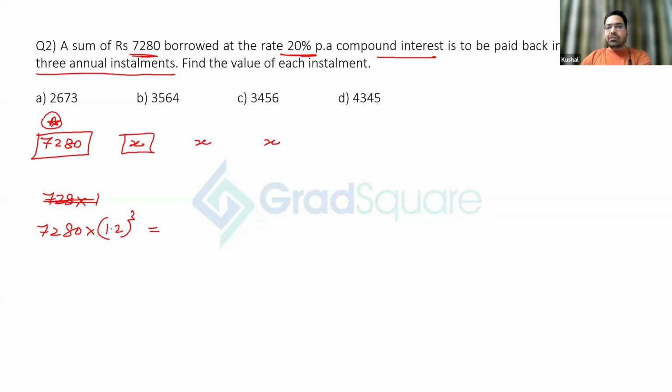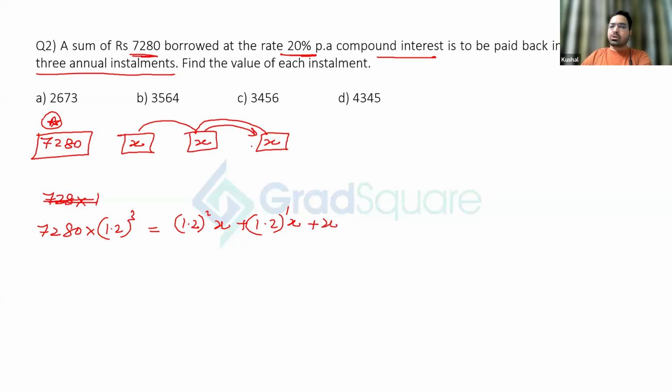This will be the value of this money at the end of the third year. What will be the value of X at the end of the third year? It will grow by 20%, 2 times. So it will become what? 1.2 square into X. What about this X? This is going to increase by 20% only for 1 year. So it will become 1.2 to the power of 1 into X. And this X will be the money at the end of the third year, correct? Because that is paid at the end of the third year. So it is not going to grow for any time. So that value remains X only.